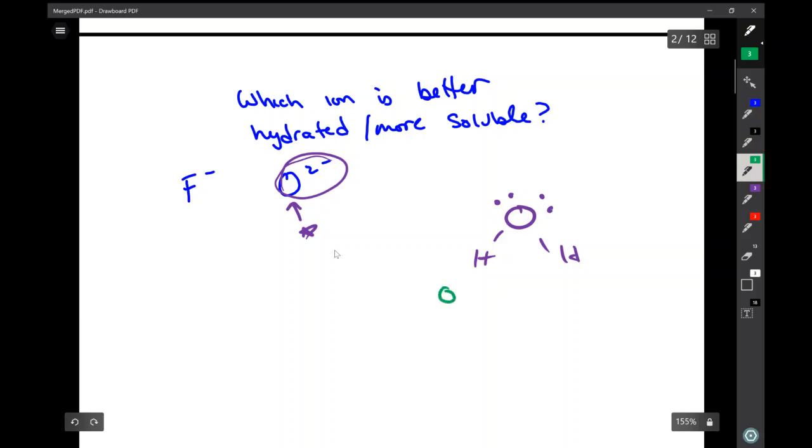So that O2 minus charge is going to have a nice strong attraction towards that hydrogen atom in the water molecule. So you're going to hold on a lot tighter. Fluorine's still attracted, it's just not as strong of a hold there. That's what I mean by what's better hydrated. Oxygen has its stronger negative charge to be attracted more towards the hydrogen atom. It's going to hold on to it and stay dissolved, stay in the water as an ion, a lot easier than fluorine.